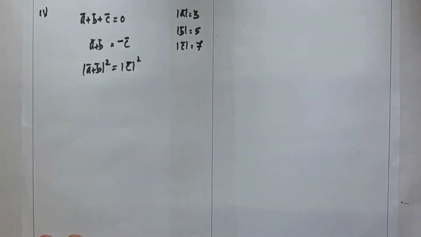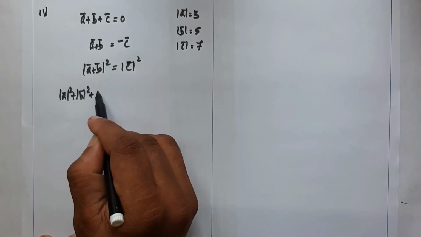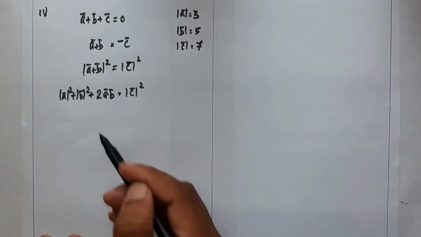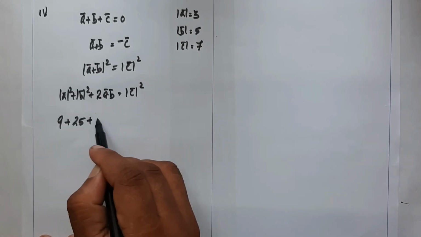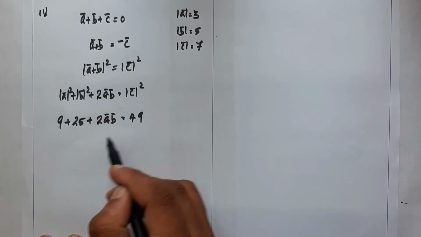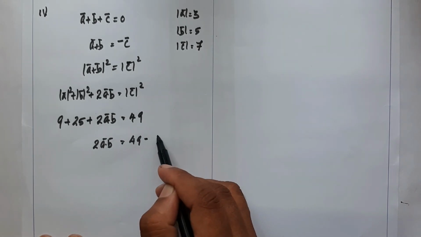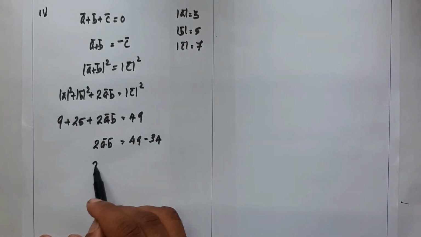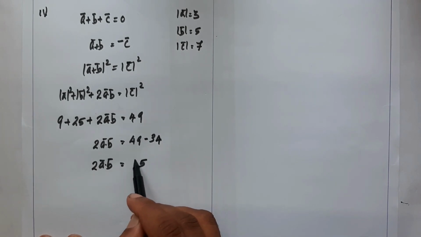Then using the identity for a plus b whole square, mod a square plus mod b square plus 2 into a dot b is equal to mod c square. Mod a is 3 and its square is 9, mod b is 5 and its square is 25, plus 2 into a dot b is equal to mod c square, which is 49. That is 2 into a dot b is equal to 49 minus 34, that is 15.